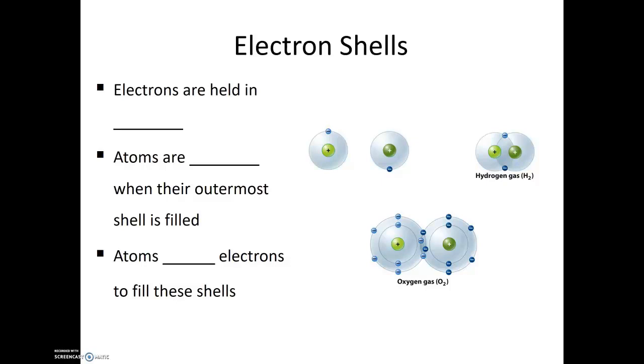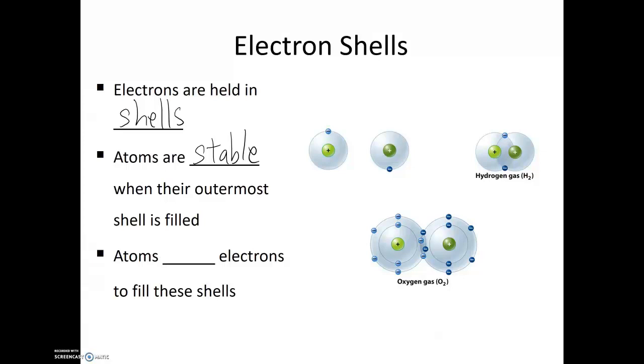So to understand why this is significant, we need to start looking at electron shells. Now, electrons are held in these shells, also known as orbitals, which orbit around the nucleus of an atom. This is a simplified view of how the atom works, but it's sufficient for what we need to understand as far as this fundamental biology is concerned. Atoms are going to be most stable when their outermost electron shell is filled.